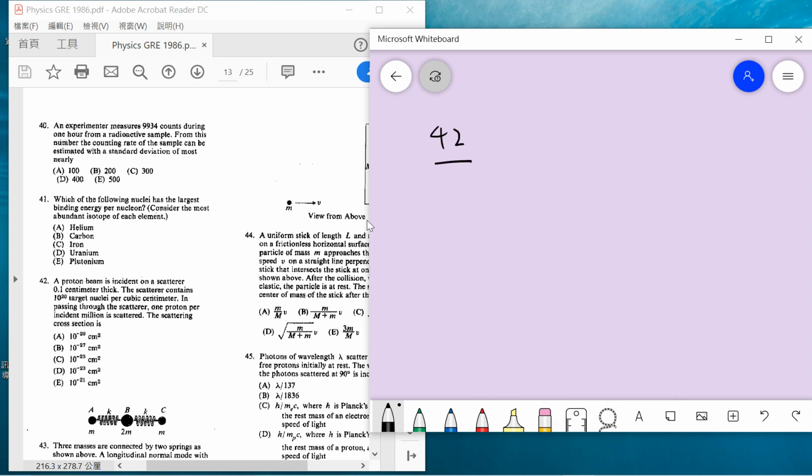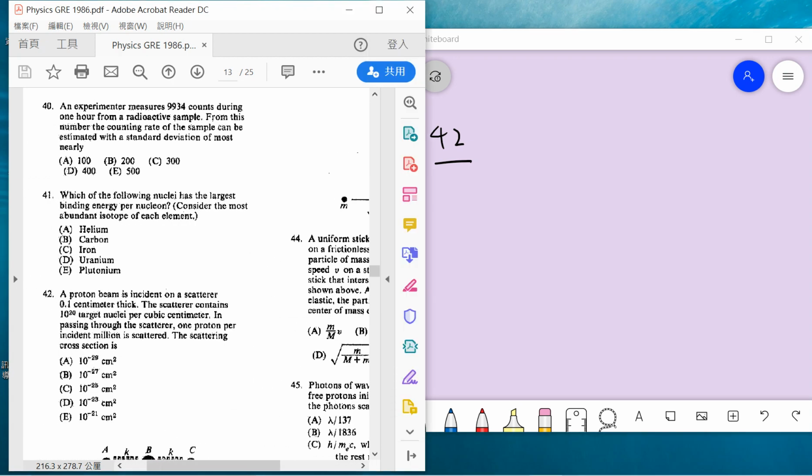Okay, so 42. Proton beams are incident on a target 0.1 centimeter thick, and the target contains 10 to the 20 nuclei per cubic centimeter, and one proton per incident 10 to the 6 is scattered. What is the scattering cross section? Nice. Very difficult. Maybe everybody knows, forget about the cross section.